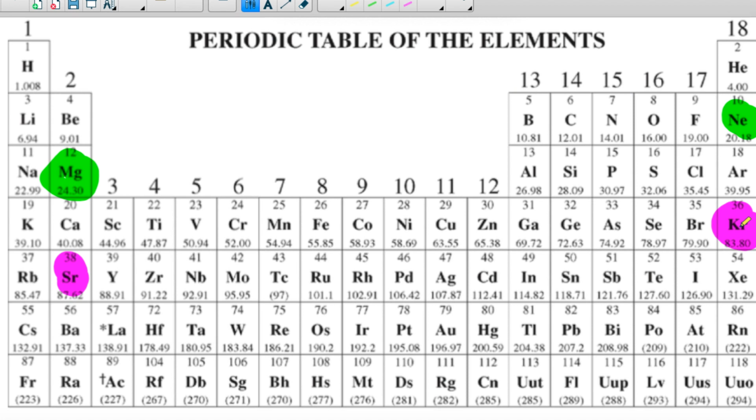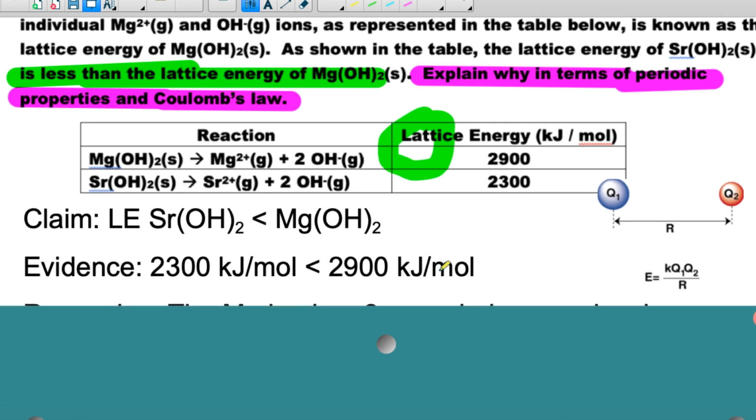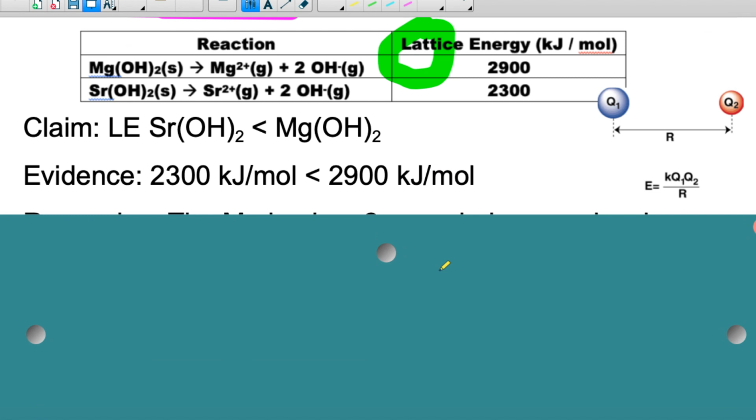So in terms of our arguments, we need to be talking about how far away these things are and their charges. Well, magnesium and strontium are both +2. If they're both +2 and hydroxide is the same in both of them, then it's not about charge. We're not worried about the Q1, Q2 part of Coulomb's law. We're worried about the R. So how can we have this argument about why strontium hydroxide is less than magnesium?